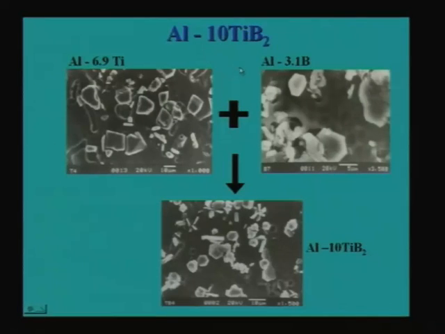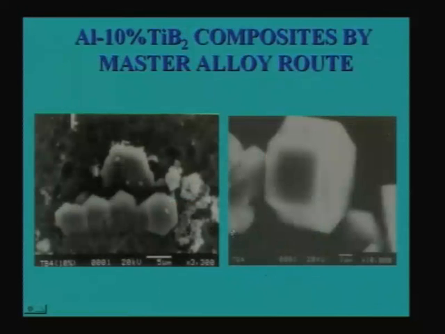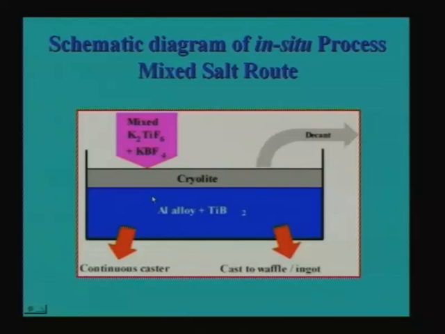One can also make a higher volume fraction of these particles. Whatever I have shown you earlier was the 5%, this is with 10% volume fraction. People can also try higher, up to 20% or so. Again for this also one can make aluminum titanium, aluminum boron, mix them together and make an aluminum 10% TiB2 kind of composite.